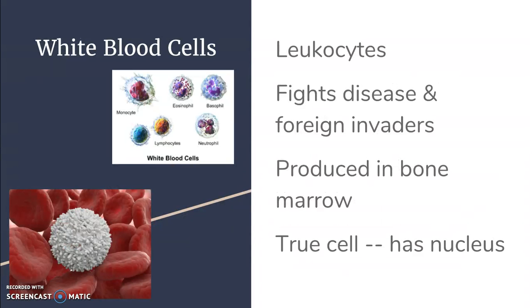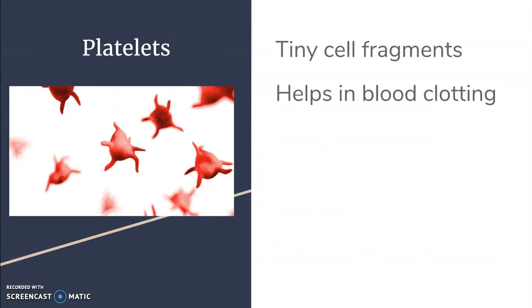White blood cells are also called leukocytes. This is a good chunk of your immune system, helps to fight disease and foreign invaders. Also produced in the bone marrow, and it is a true cell, and it has a nucleus. Platelets are tiny, tiny cell fragments that help in blood clotting. So when you cut yourself and it starts to scab over, that is platelets going to work.